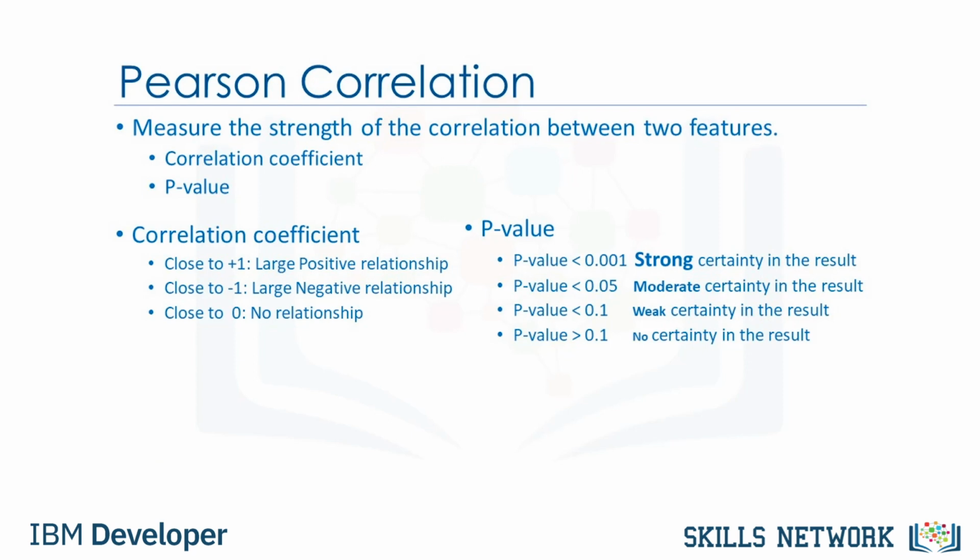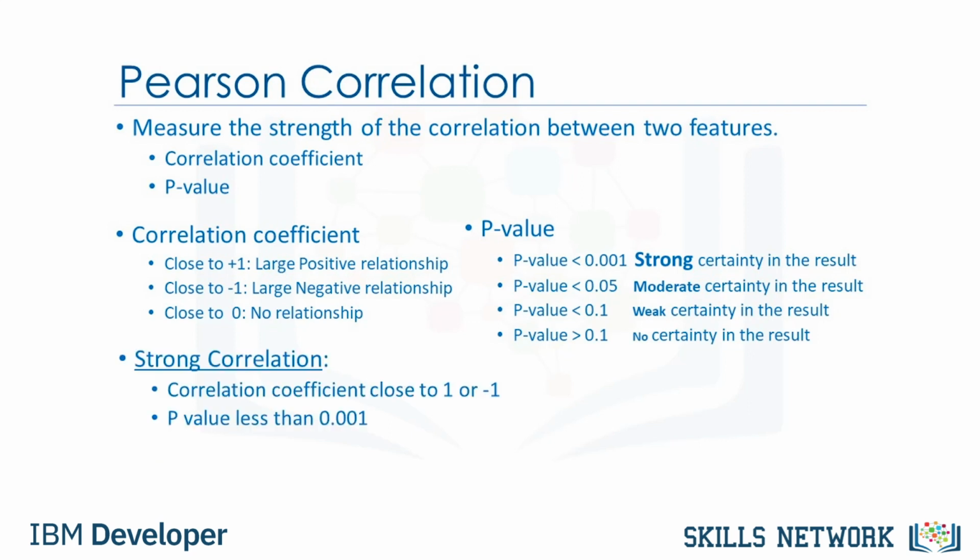For the p-value, a value less than 0.001 gives us a strong certainty about the correlation coefficient that we calculated. A value between 0.001 and 0.05 gives us moderate certainty. A value between 0.05 and 0.1 will give us a weak certainty, and a p-value larger than 0.1 will give us no certainty of correlation at all. We can say that there is a strong correlation when the correlation coefficient is close to 1 or -1 and the p-value is less than 0.001.